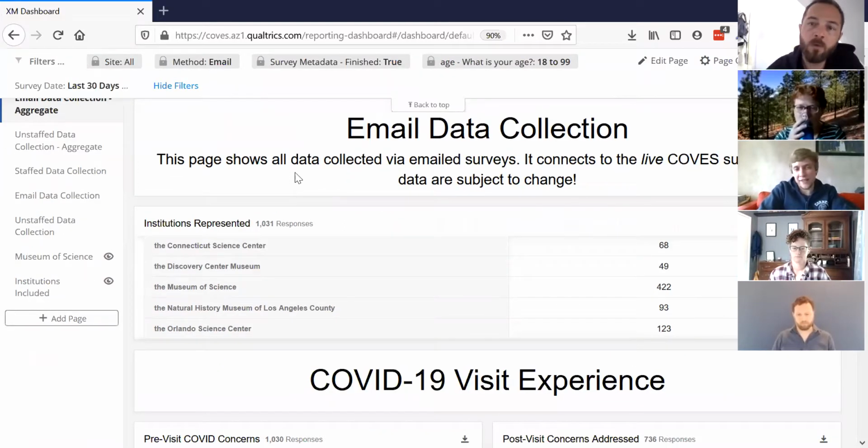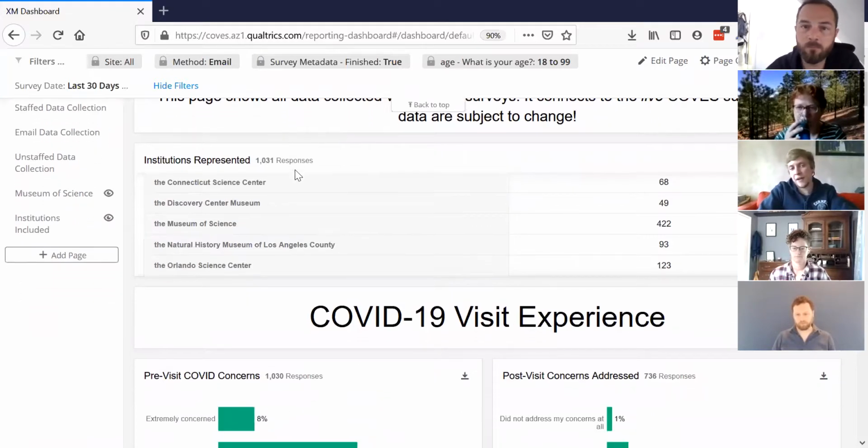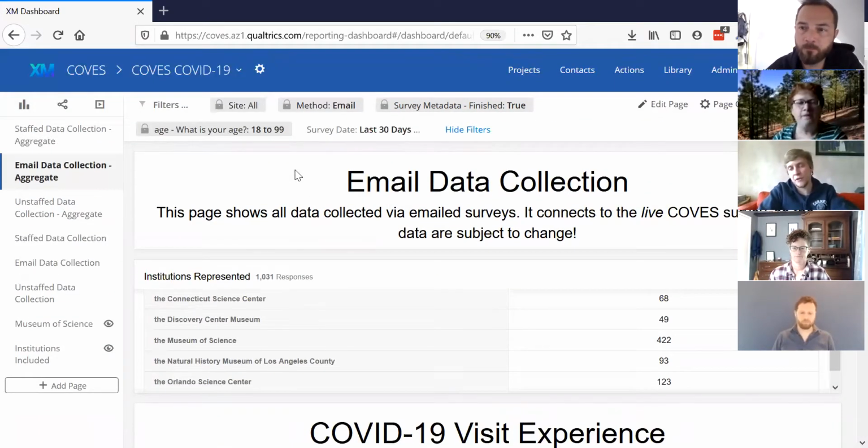But again, it's really quite similar, and it would be interesting in the future to look at the differences in sampling between the email and the staffed methods, especially for a site that's doing both, to understand what the biases might be in that email sampling and how we might account for those in the future. So I guess that's the long and short of it.